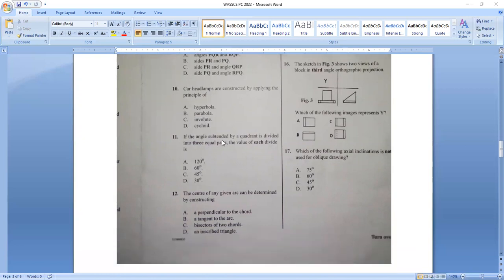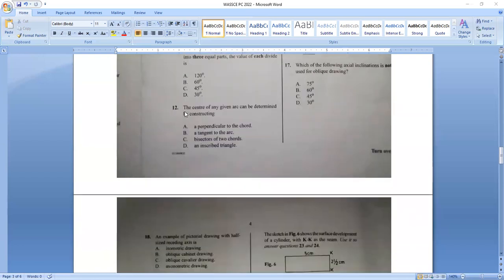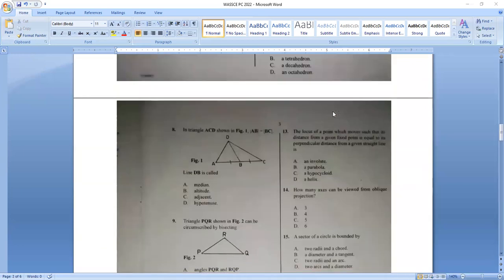Question 11, if the angle subtended by a quadrant is divided into 3 equal parts, the value of each angle is 30 degrees. That is, its subtended angle is 90 degrees, so 90 divided by 3 will give us 30. Question 12, the center of any given arc can be determined by constructing. So option B is the answer to this question, which says that we drop bisectors of 2 arcs. So we'll be able to locate the center of that arc. Then we move to question 13.